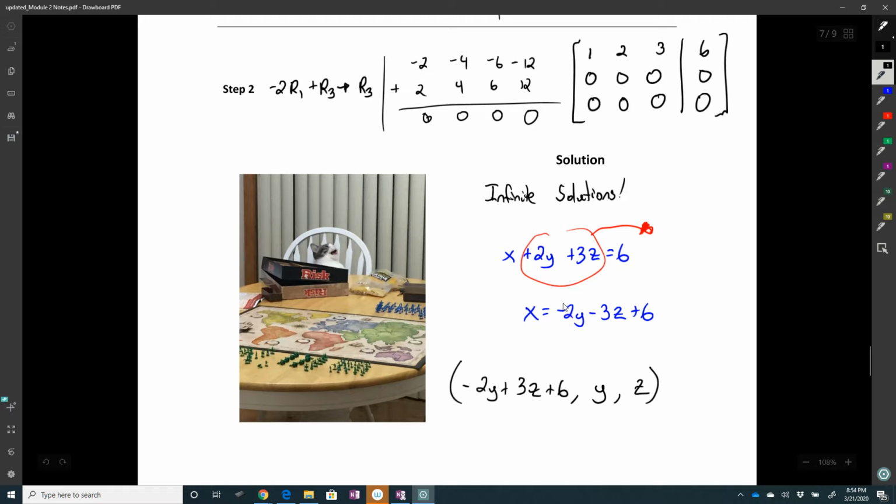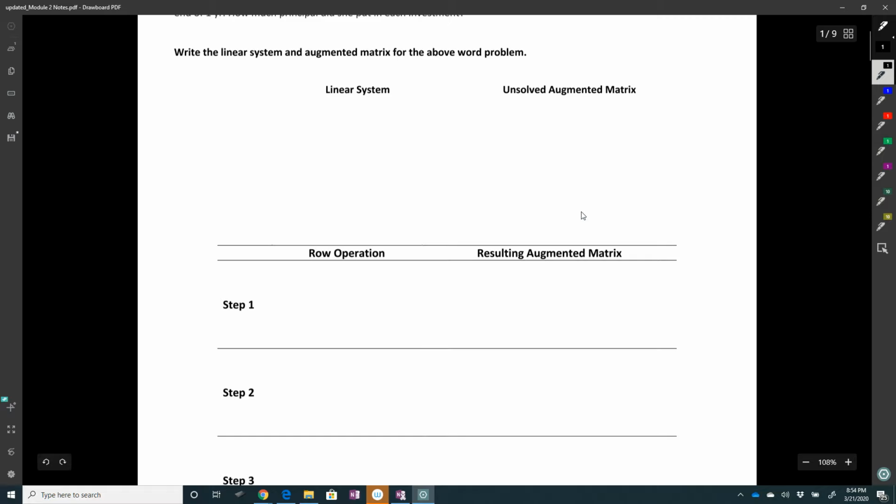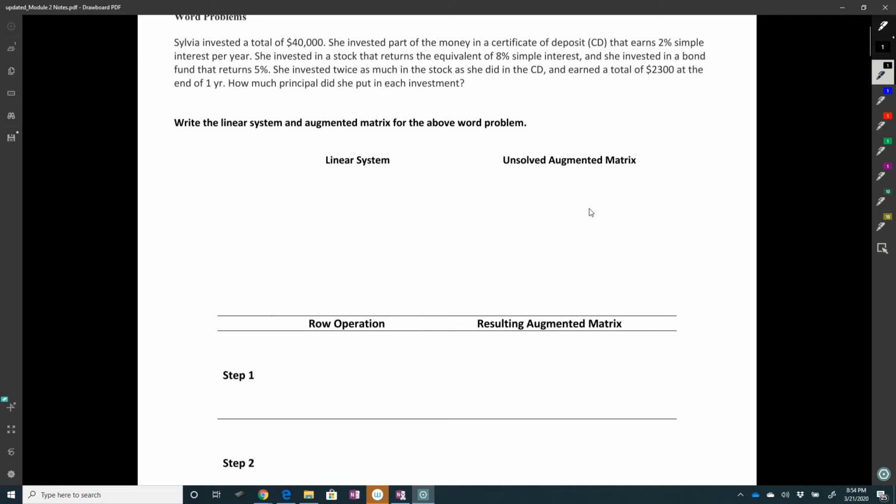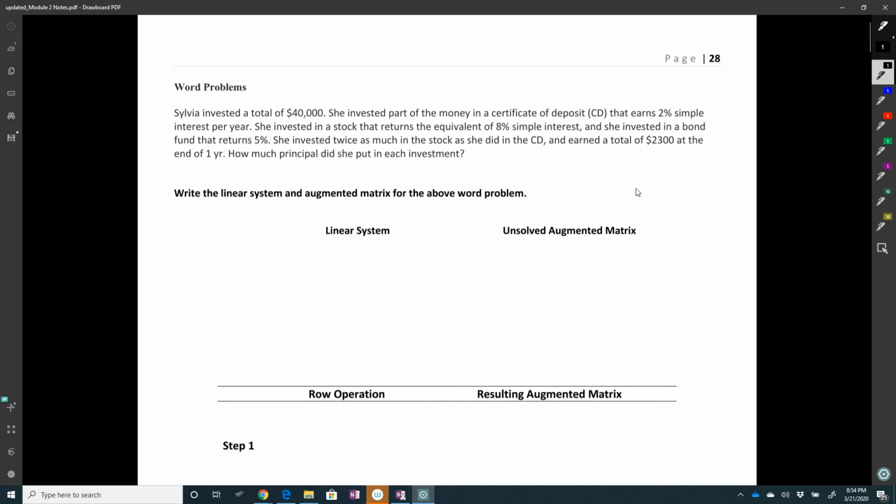Now, what I want to do is do some word problems. All right. So I'm going way back to page 28 of the module 2 notes. This is way back in section 6.1.